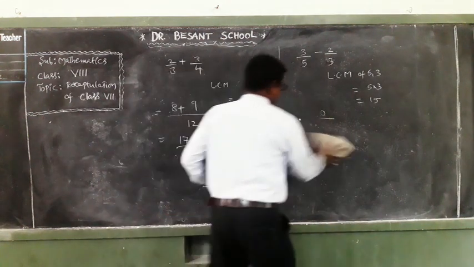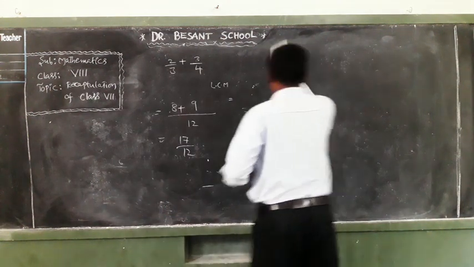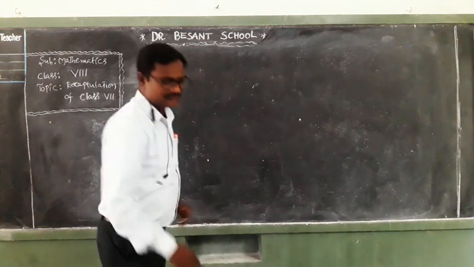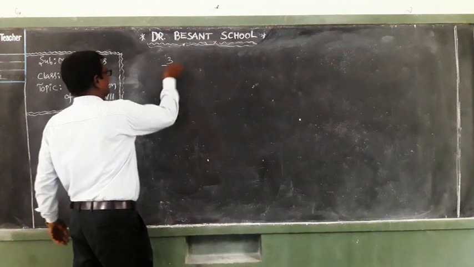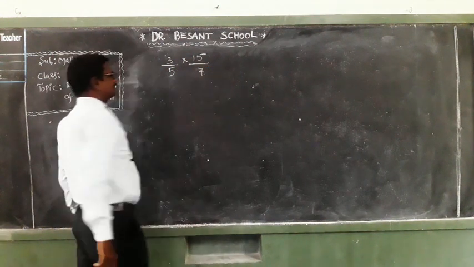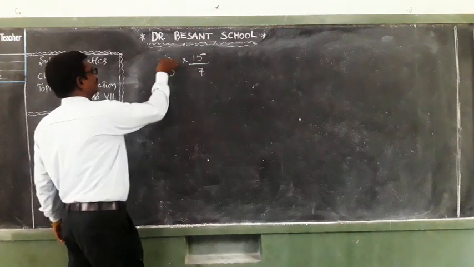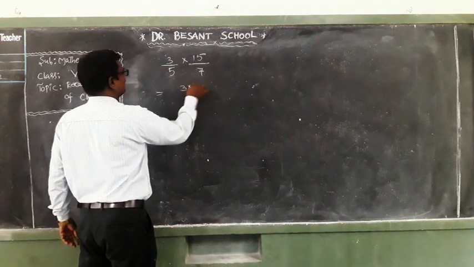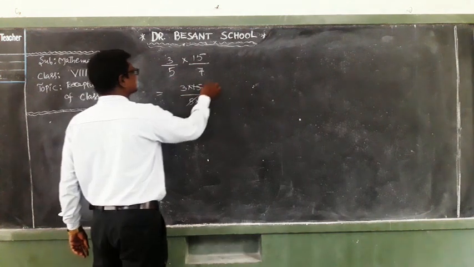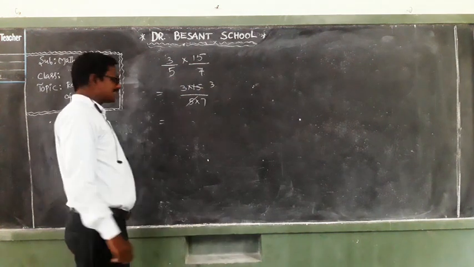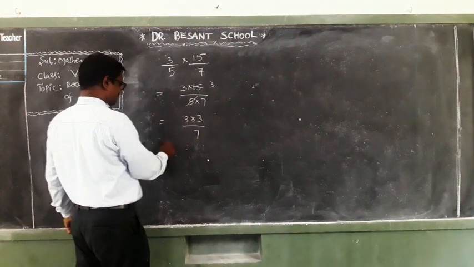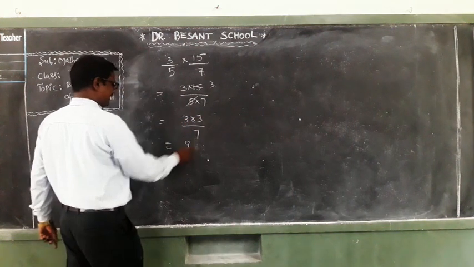And also we learned multiplication of fractions. If you see, this is 3 by 5 into 15 by 7. Numerators 3 into 15, denominators 5 into 7. So 5 3s are 15, so 3 into 3 by denominator 7. 3 3s are 9. 9 by 7.